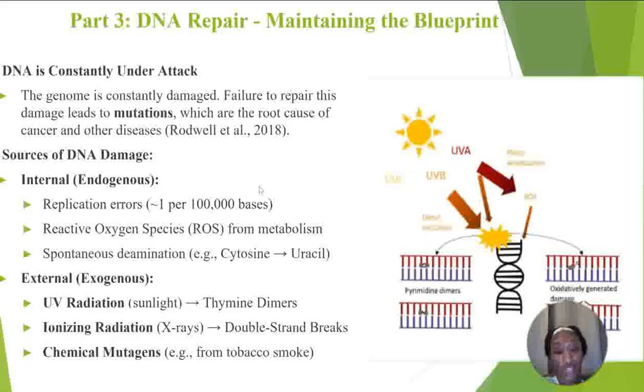Our DNA is constantly under attack. The genome is constantly damaged. Failure to repair this damage leads to mutations, which are the root of cancer and other diseases. Sources of DNA damage include internal, also known as endogenous, which include replication errors, reactive oxygen species from metabolism, and spontaneous deamination. Another source of DNA damage is external, or exogenous, which includes UV radiation such as sunlight, ionizing radiation such as X-rays, and chemical mutagens such as tobacco smoke.